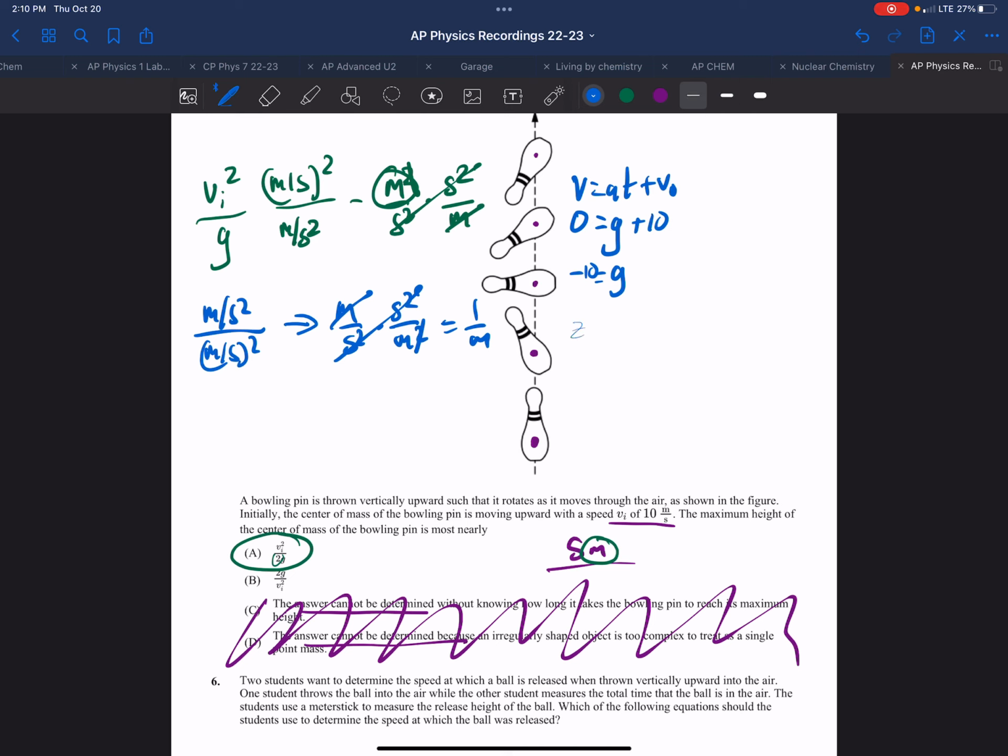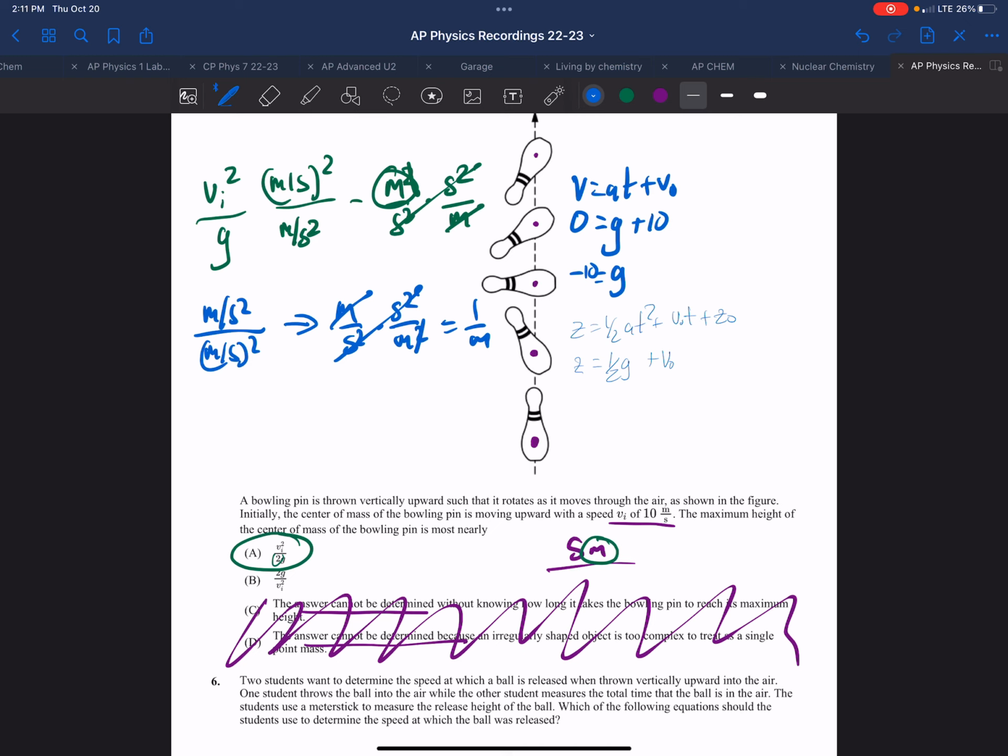Now, if we go to our other equation, z equals 1/2 at squared plus v0 t plus z0, we have a z at the top that we're looking for. We have the acceleration g, time is 1, the initial velocity is unknown, and z0 is 0. So we're left with z equals 1/2 g plus v0. You can see already this is going to be a much more difficult way to go about solving this problem.